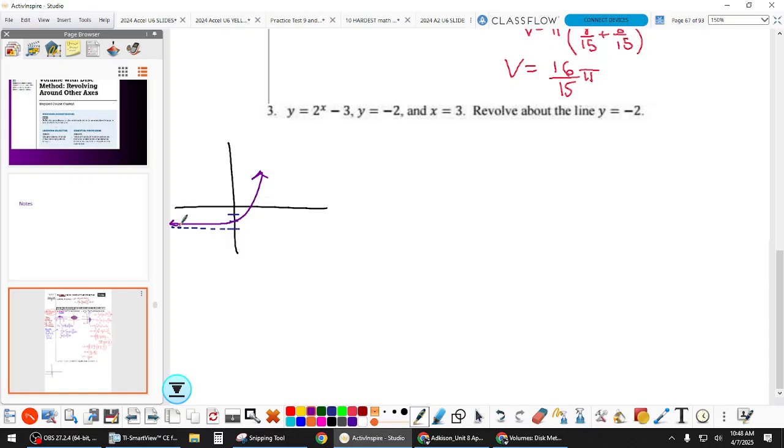Okay, and then y equals negative 2 is there, and the line x equals 3 is there. So it's kind of like the one I showed you on the applet, in terms of its shape at least. And we're revolving it around the negative 2.